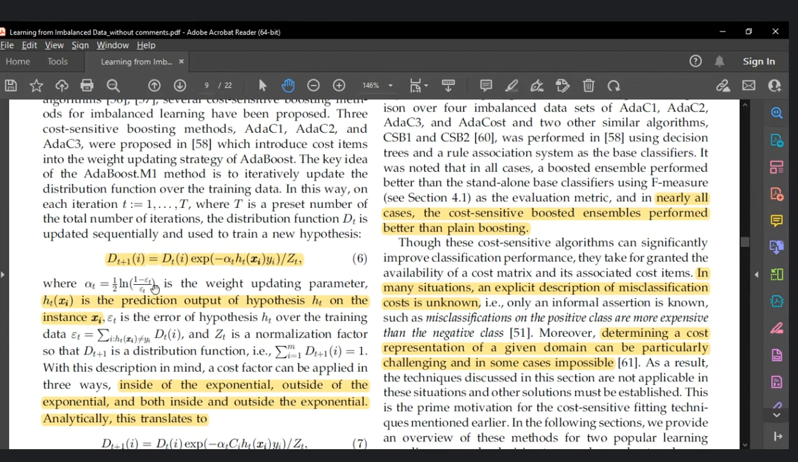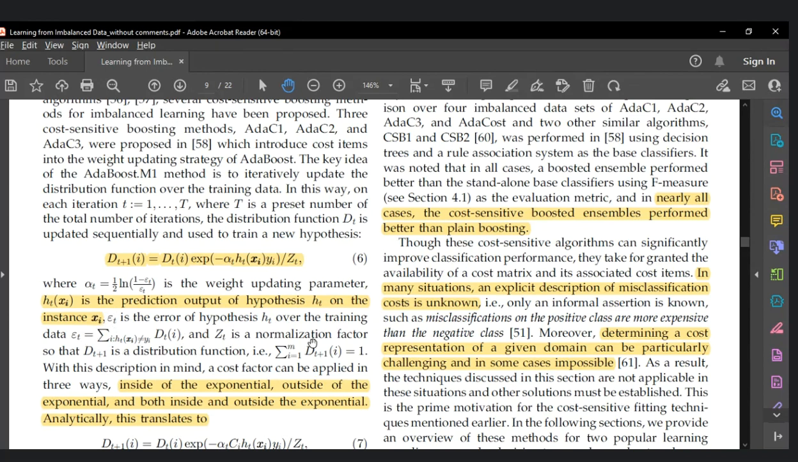Here, alpha t is the weight updating parameter. Eta t is the error from the previous step. This is something that will come in the model, and you can play with it. h_t(x_i) is the prediction output of the hypothesis h_t on the instance x_i. Don't worry about the word hypothesis, just consider it as the previous tree of the forest. This x_i has already been predicted, we know the output of this. E_t is the error of the hypothesis h_t. Obviously there is an error in the previous step, and that's something we're trying to minimize here.